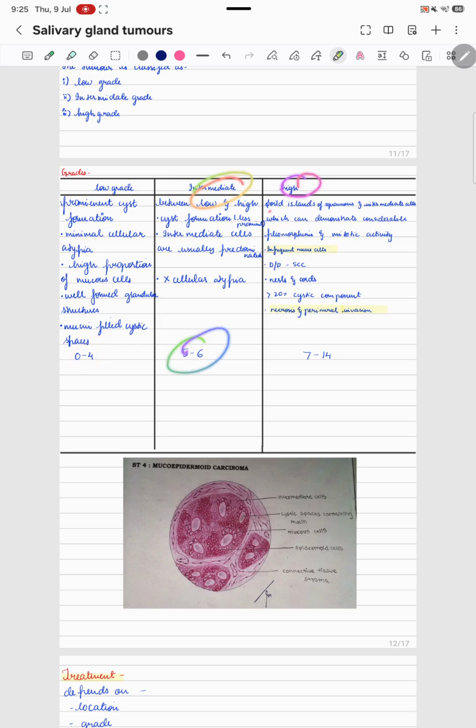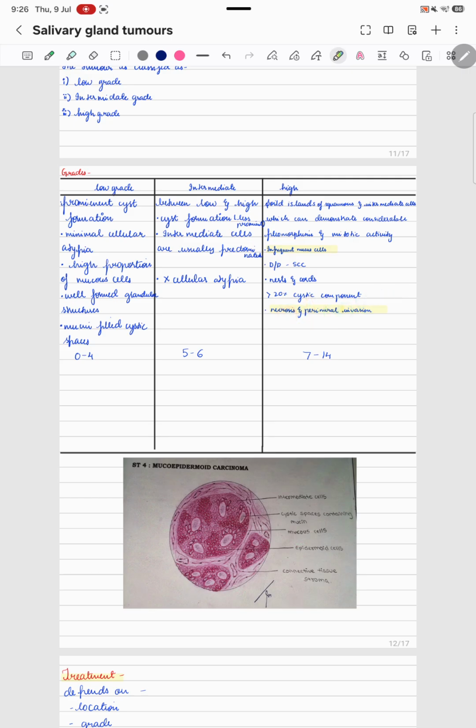and high grade is solid islands of squamous and intermediate cells are present. In high grade, solid islands of squamous cells and intermediate cells are present, which can be considered pleomorphic, and mitotic activity is high. So here you see high mitotic activity, and you see squamoid features are more. Then you see more of your intermediate cells, and you can demonstrate pleomorphism.